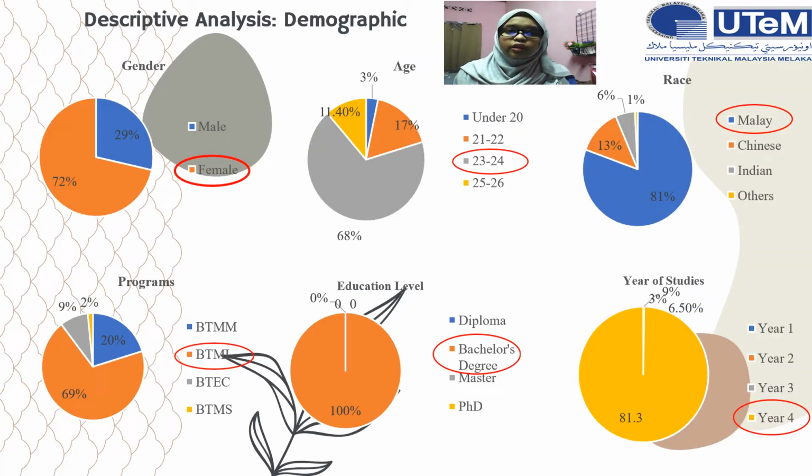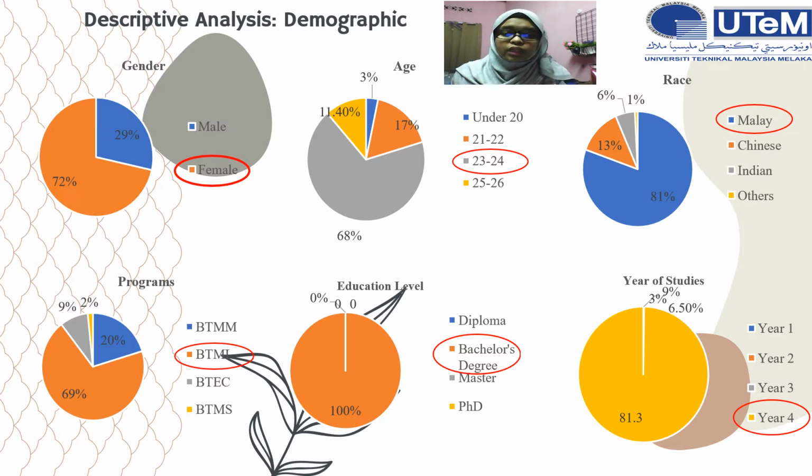This is a descriptive analysis for demographic. In gender, the highest percent of students that have answered the question is female, which is 72%. For the age, the range of 23 to 24 years old, a student have answered this question, which is 68%. For race, mostly Malay students have answered this question with 81%.